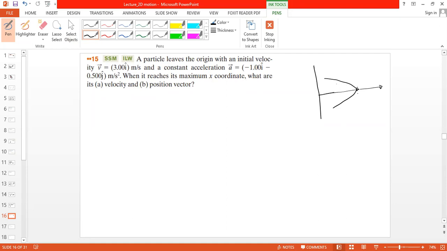so at this point, when the x coordinate reaches it, what is the value of the y coordinate then? Then what are the velocity and the position vector? That is, when it reaches the maximum coordinate, let me try to draw it nicely again. So let's say this is my x-axis and this is my y-axis. An object is traveling like this.